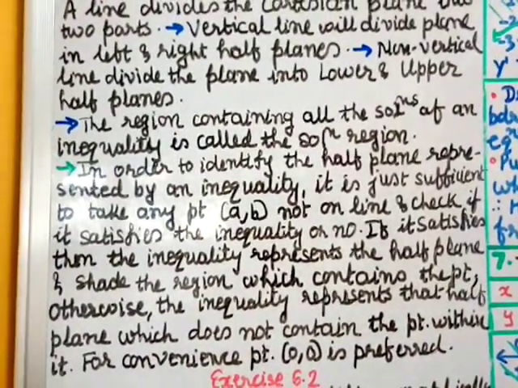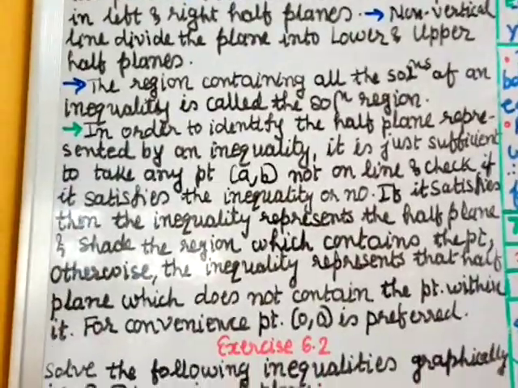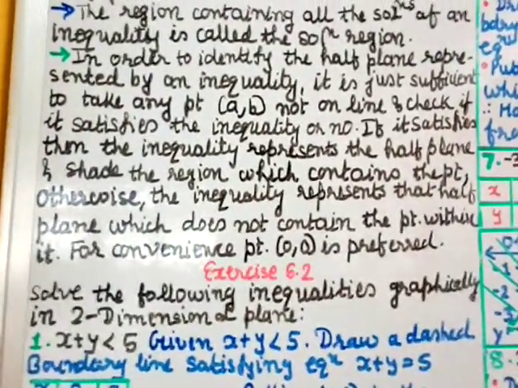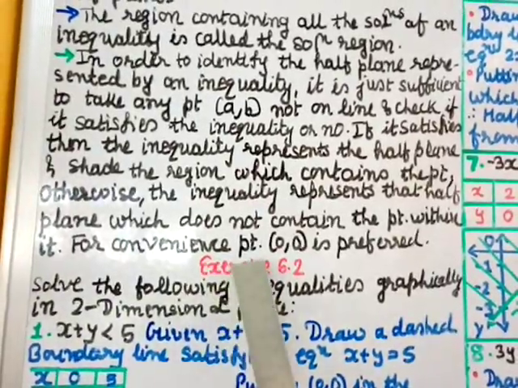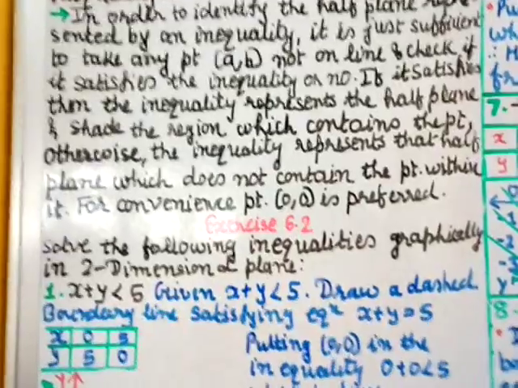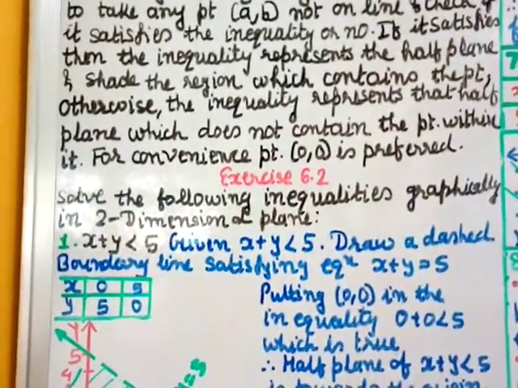Now suppose the point does not satisfy the inequality, that means the point is not in the solution region. For convenience, the point (0, 0) is preferred. For our calculation, we shall take the origin as the point (a, b).